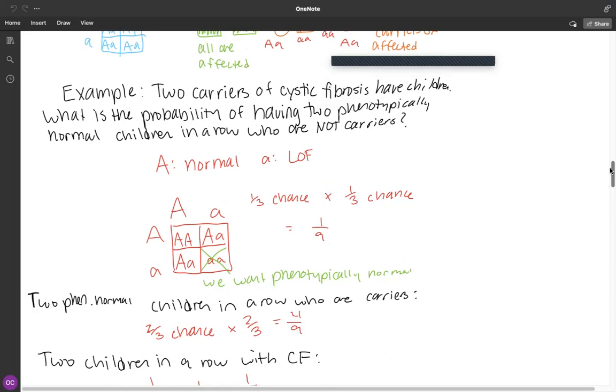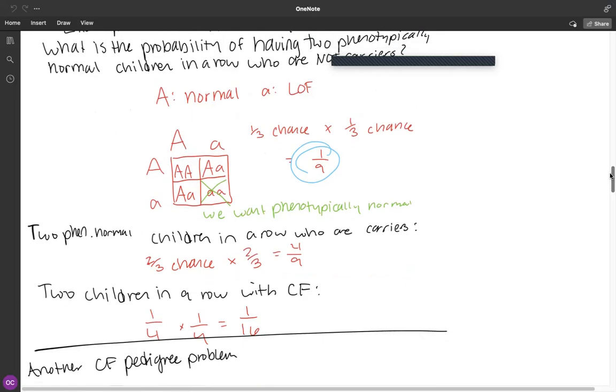And since we want the probability of having 2 phenotypically normal children in a row who are not carriers, the probability of each individual event is the same for both. So we multiply those probabilities and we would get 1/9. And then just a few other probabilities.